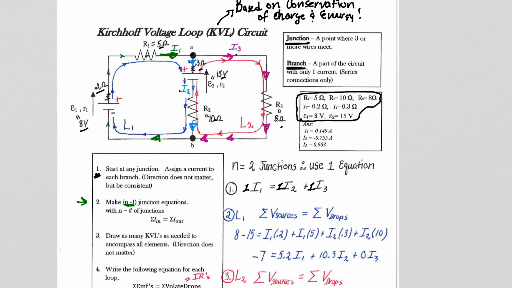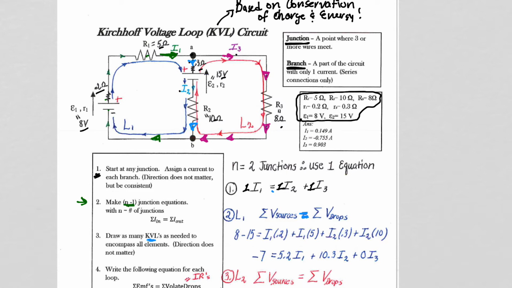Now, the conservation of energy part of our analysis comes from these Kirchhoff voltage loops. Now, a Kirchhoff voltage loop is fundamentally a theoretical construct, so it doesn't actually exist, but we put them into the circuit to allow us to do this conservation of energy statement. So this one is a conservation of charge statement. This one is a conservation of energy statement.